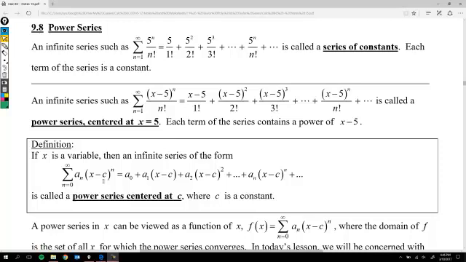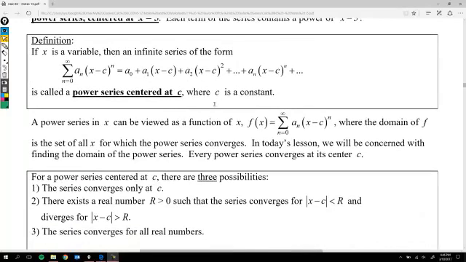It could be 0, it could be some number, right? So here minus c, minus c, minus c. If you see that, then you know that it's centered about that constant. So for instance, up here, I have x minus 5. That means that my series is centered at x equals 5.